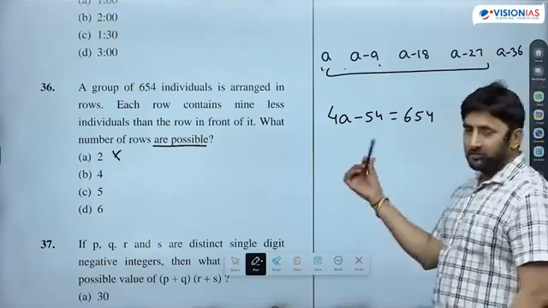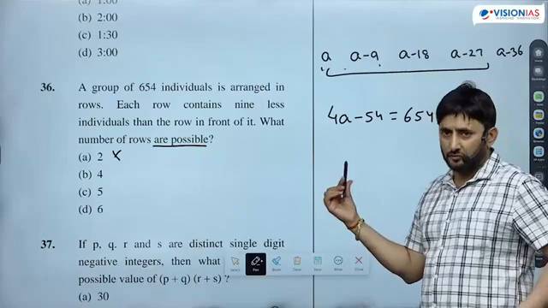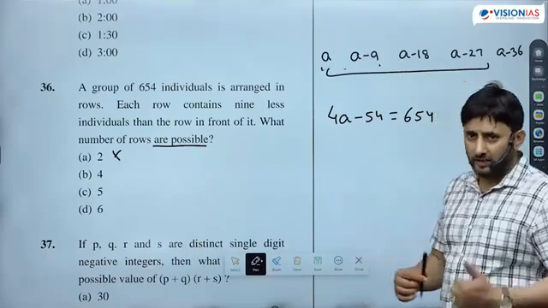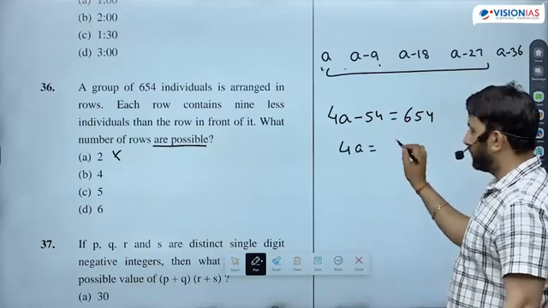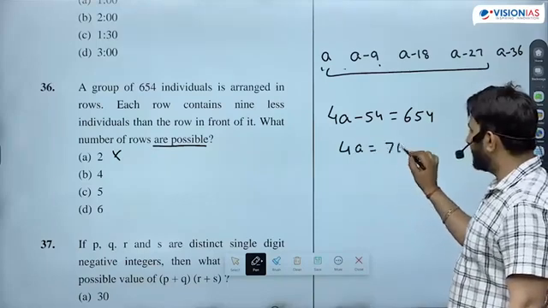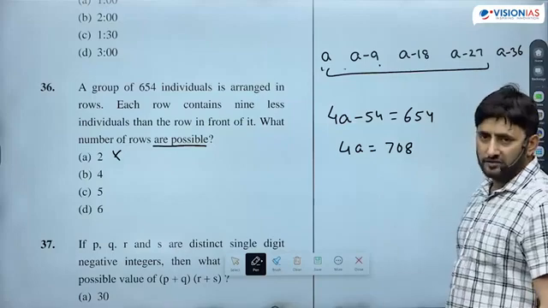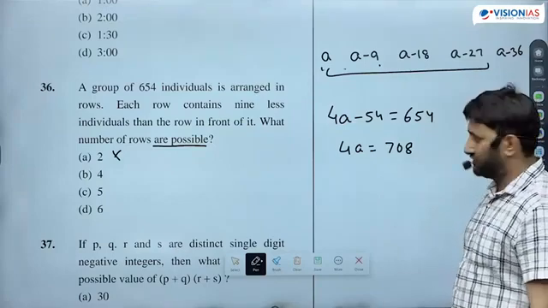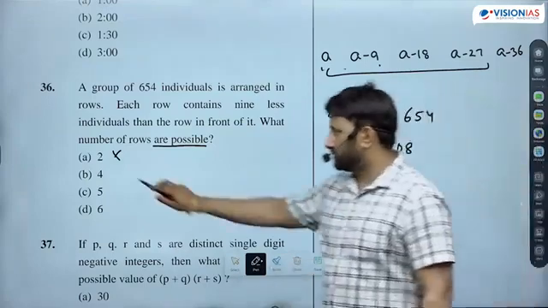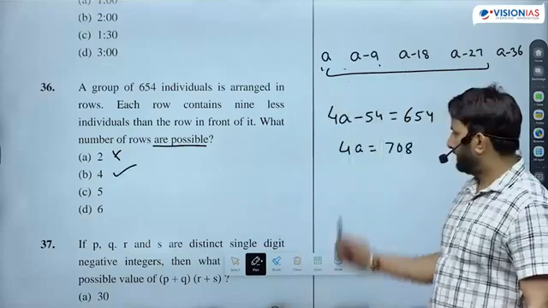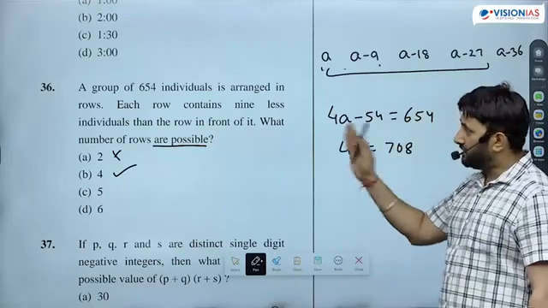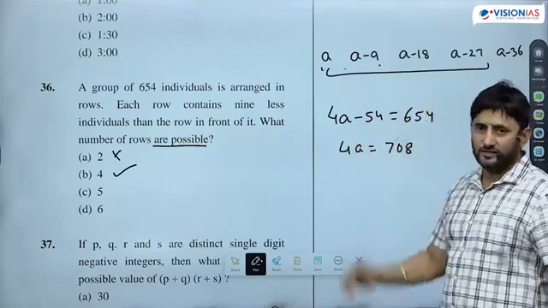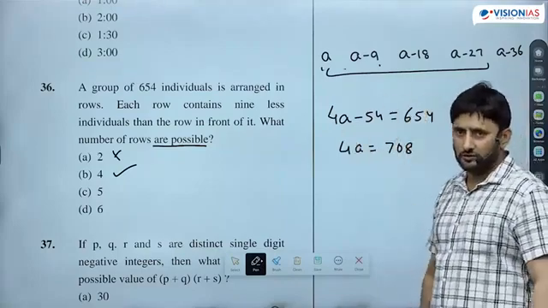So if a is coming out to be a positive integer, then it is possible. If a is coming out to be a fraction, then not possible. We can say 4a is equal to 54 will go there, it will become 708. Is 708 divisible by 4? Yes, it is divisible. So 4 is possible. When I am taking the first 4 rows, I can break 654 into 4 rows such that the difference between consecutive rows is 9.